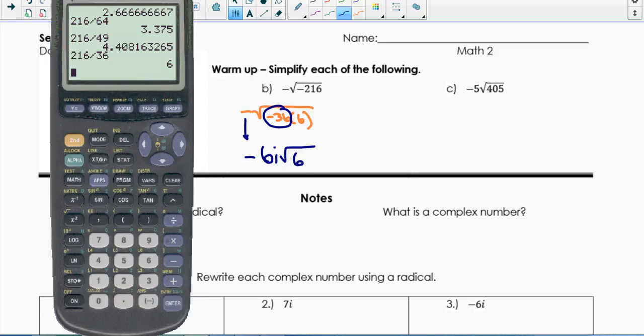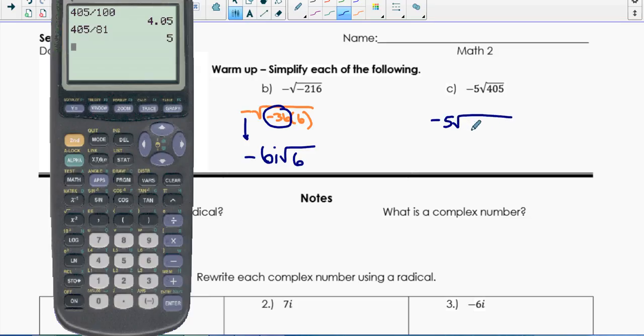Okay, let's say you get something like 405. So I start with 405, and again, I divide by 100, or 10 squared. Doesn't work. 9 squared is 81. So that works. So I rewrite this. I have negative 5 times the square root of 81 times 5. Notice that there's no negative under the radical. So the square root of 81 is 9. So that's what comes out. And 9 times negative 5 is negative 45 square root of 5. So that's my answer. Okay?